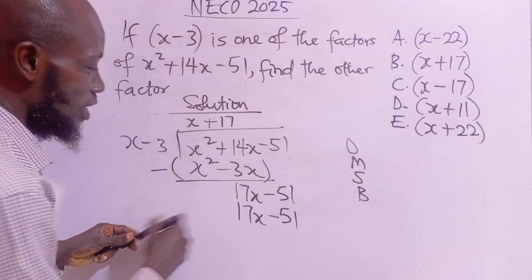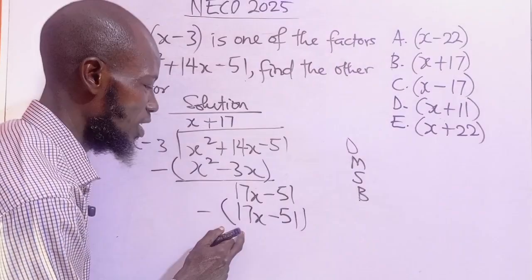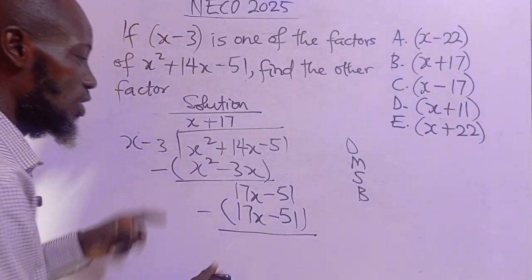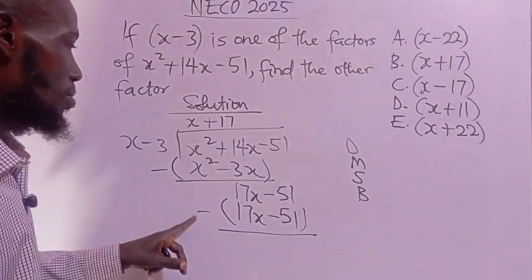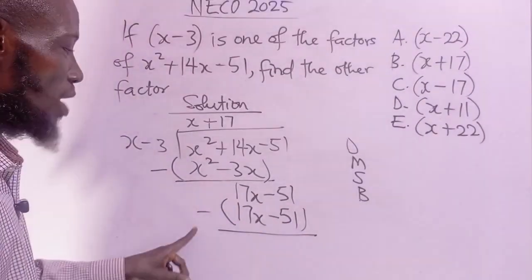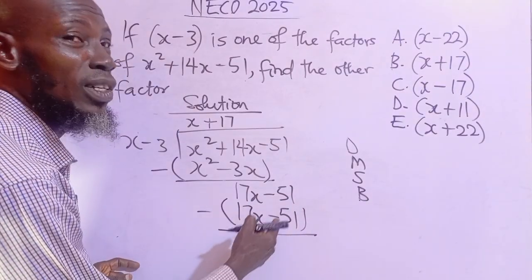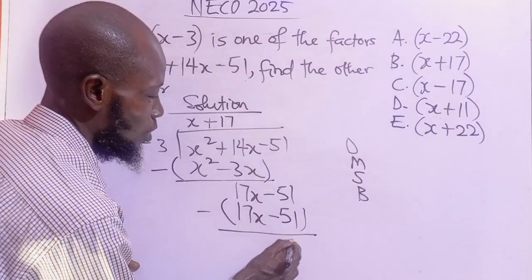So the next step is what? Sister, which is what? You are going to subtract. So 17x minus 17x is 0, that is gone. So now we have minus 51 minus minus. Minus times minus will give us plus. So minus 51 plus 51, that's gone. That's 0 also.